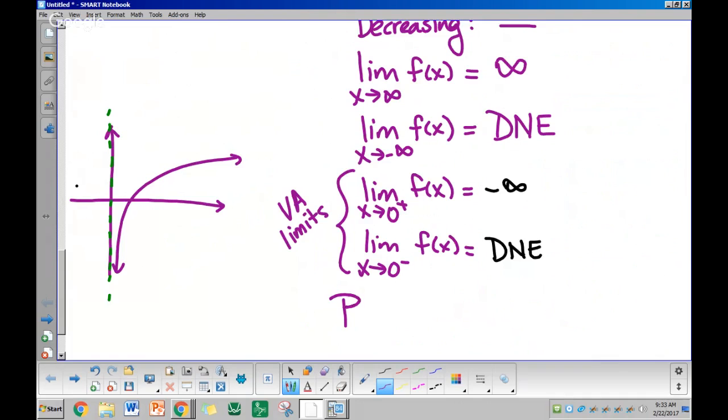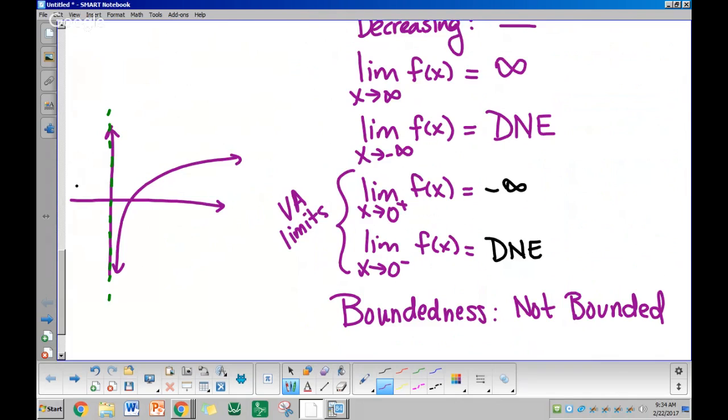What about the boundedness? It's not bounded, is it? I'm not suppressing the y values in any way, so this is not bounded. All right.